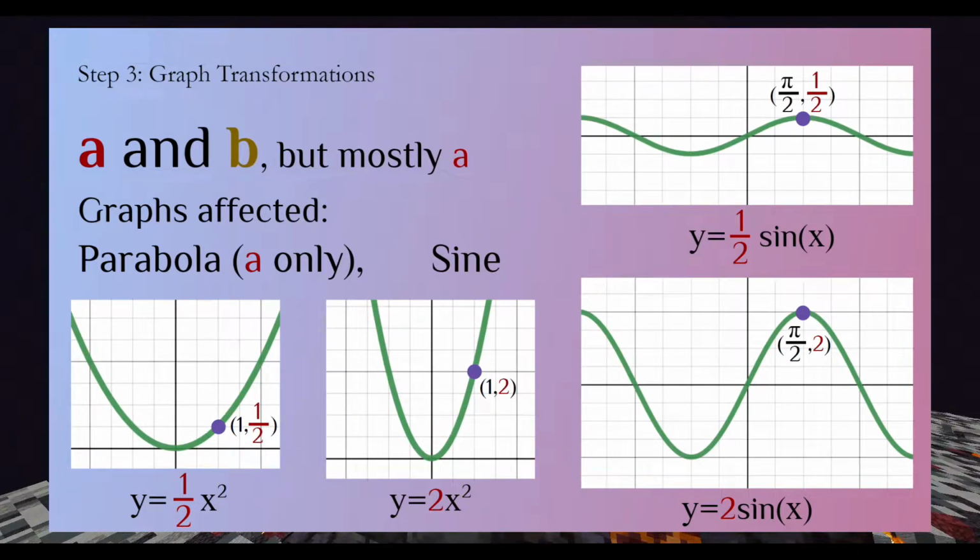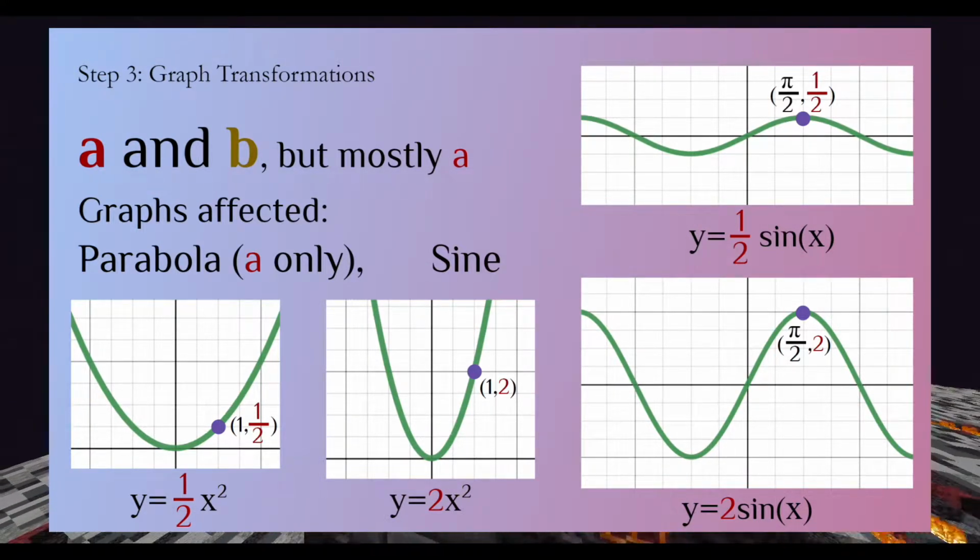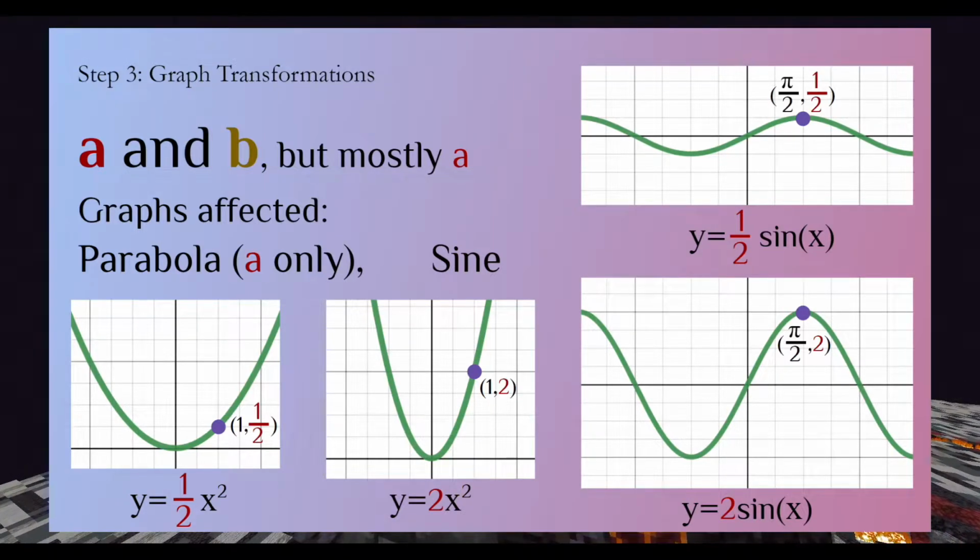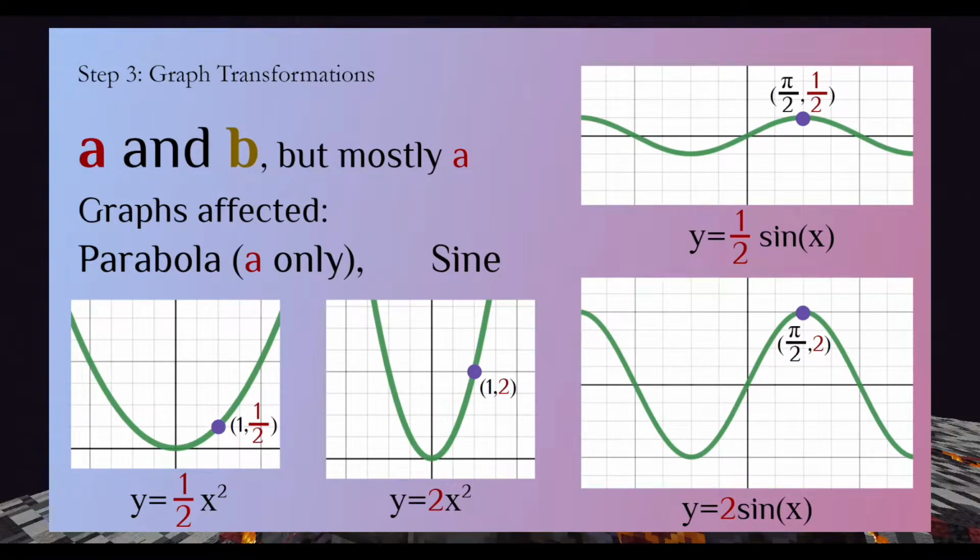When A is greater than 1, our graph gets taller and by nature skinnier. When A is less than 1, but also greater than 0, our graph will get shorter and by nature fatter. You can play around with this a bit to get the shape you desire.